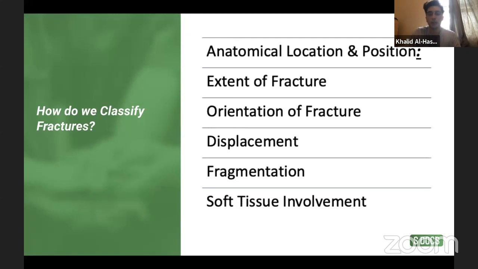Right. So how do we classify fractures? There are multiple different ways, and there's no specifically set way. However, these are a set of examples which orthopedic surgeons or other doctors generally tend to follow. So first one would be anatomical location and position. Second would be the extent of a fracture. Third would be the orientation of a fracture. Fourth would be displacement of the fracture. Fifth would be fragmentation of a fracture, and 6th would be soft tissue involvement, which we'll discuss further in just a moment. So to begin with, let's take a look at anatomical location and position.